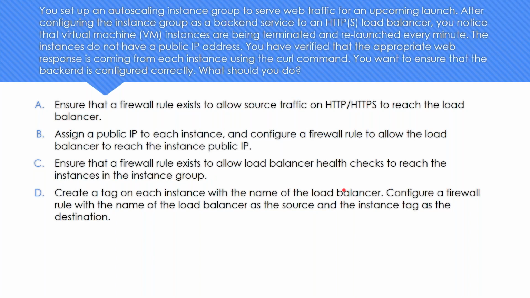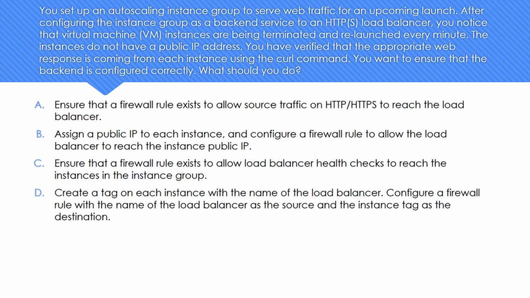So what they are saying is the load balancer name is batch 6. So create a tag, a network tag. We have not explored it to a great extent, but we have just seen HTTP. When you turn on the HTTP firewall rule, there's going to be a tag. So configure the firewall rule with the same name of the load balancer as the source and the instance tag as a destination. So the name has no importance in GCP.